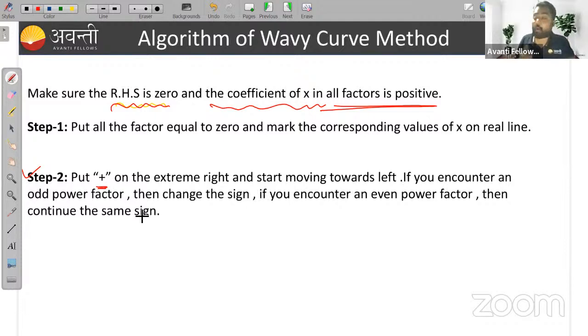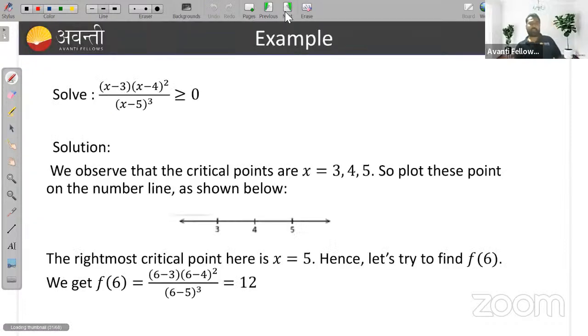If you encounter an odd power factor, then change the sign. If you encounter an even power factor, then continue with the same sign. Right? So let's discuss a question. Here we can discuss. Okay.